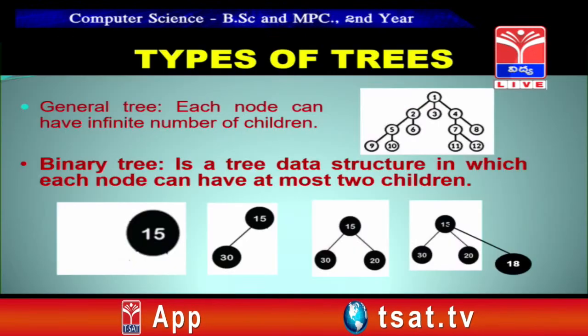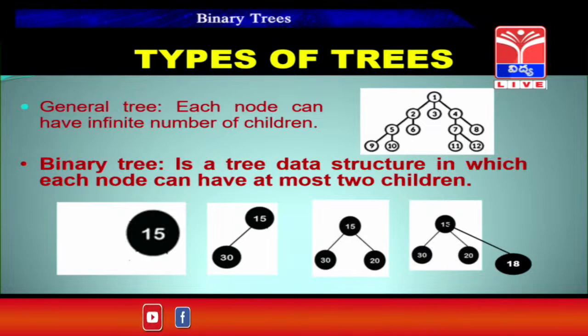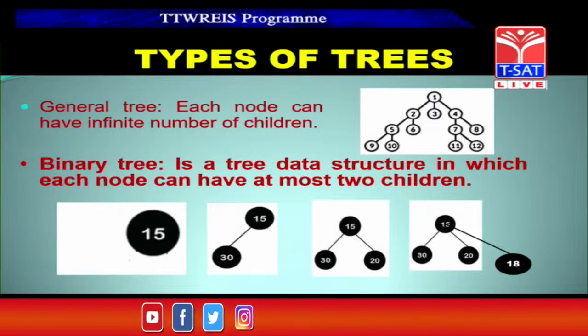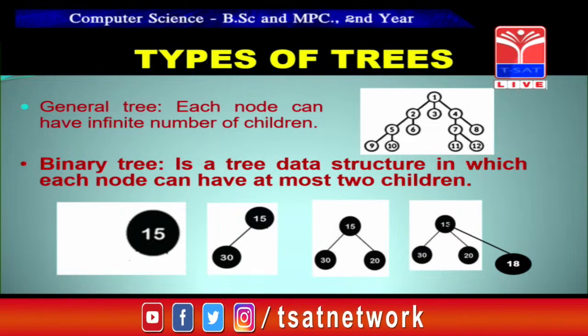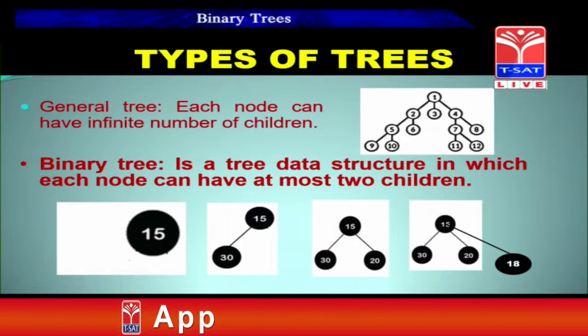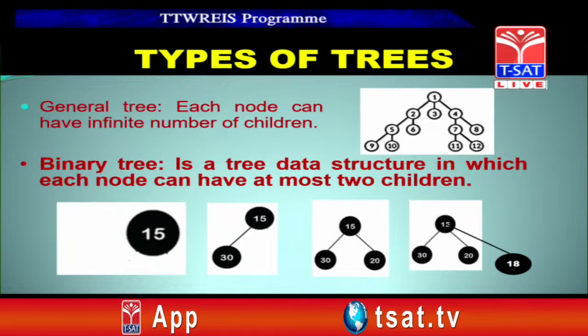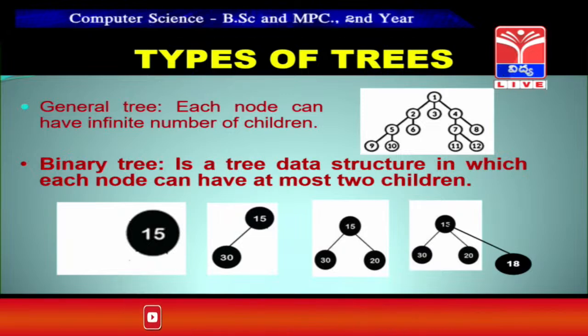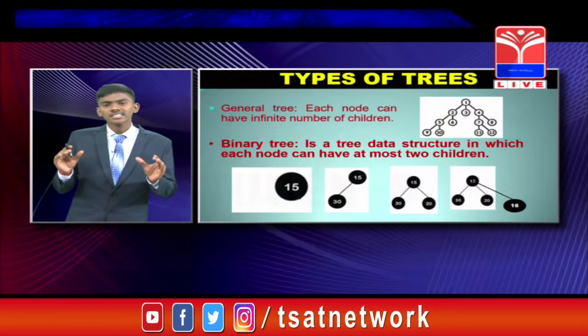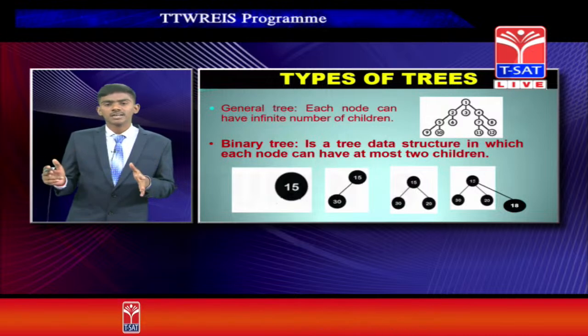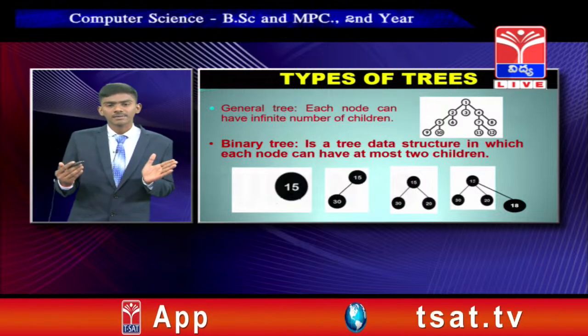Types of trees. In trees, we have some types. Now coming to the general tree. A general tree is a tree in which each and every node can contain any number of children. See one example tree on the screen. Here it is a tree. This tree's root node is 1. This root node contains 3 children. So in a general tree, each and every node can contain any number of children. Next tree is binary tree.